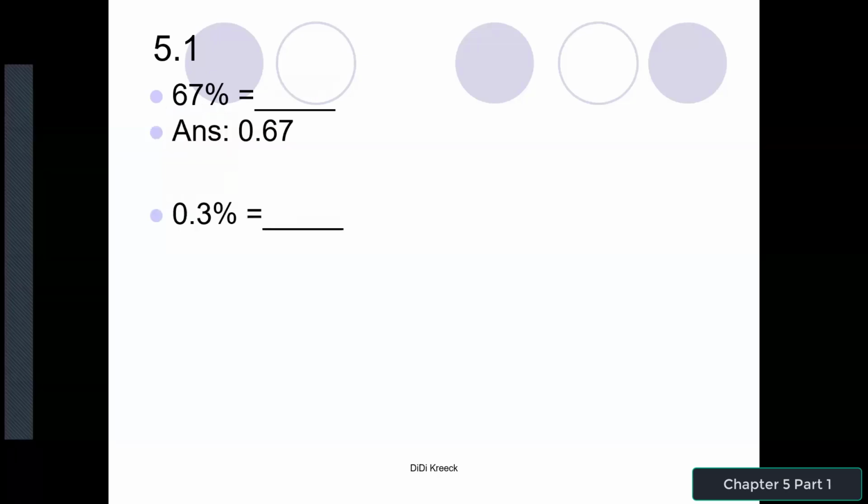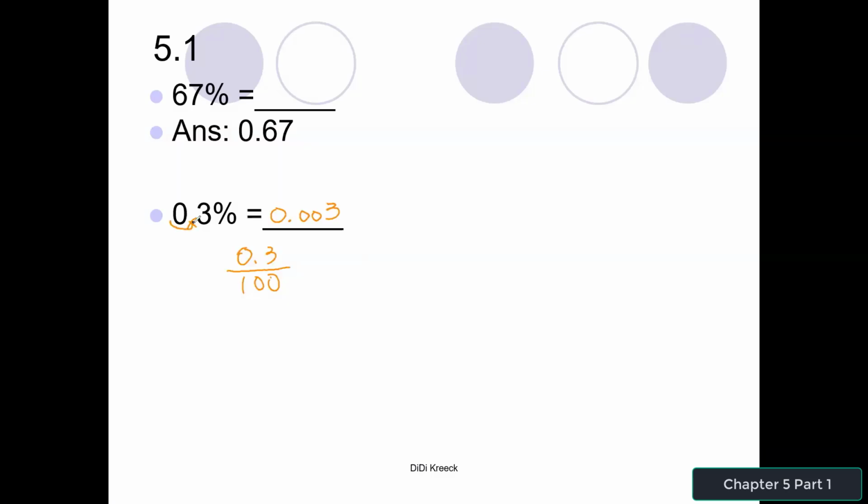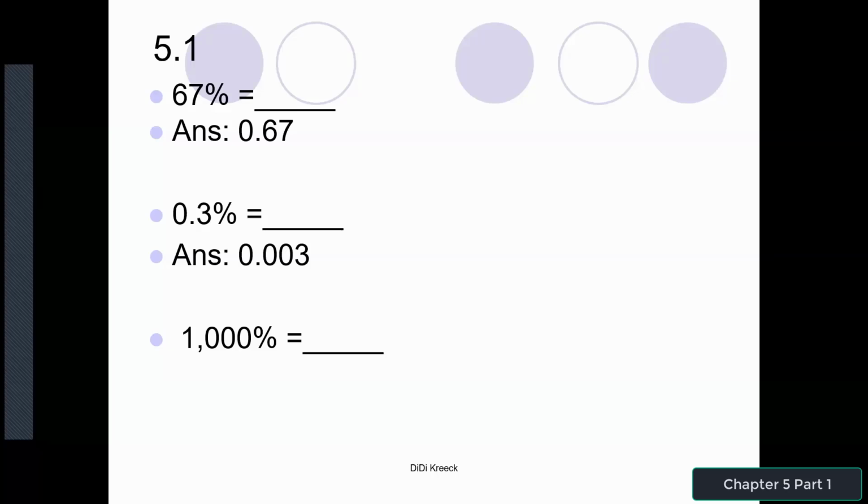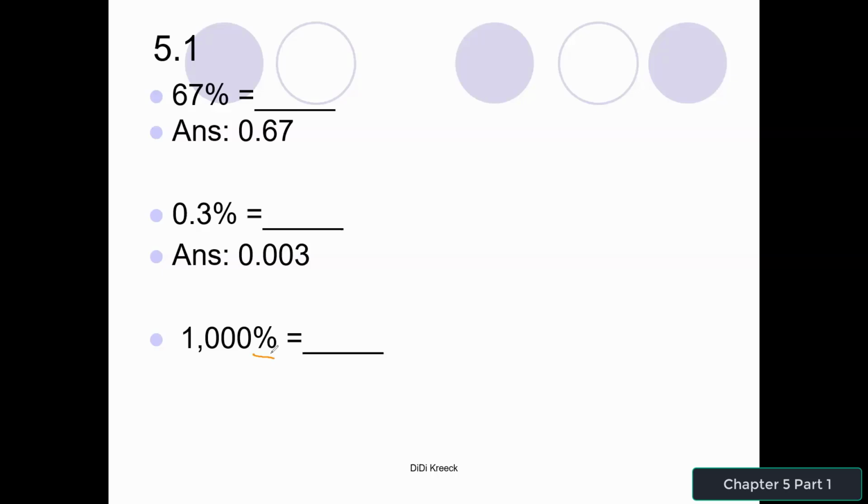How about 0.3%? Changing that to a decimal. Moving the decimal point 1 place, 2 places to the left, and insert 0. There's no preceding whole number, so in the whole number part, insert 0 as well. So 0.003 and remove the percent symbol. Then again, if you're not sure, simply divide 0.3 by 100 and you are still going to get the same 0.003. What about 1000%? Convert that into a decimal. Percent means per 100, over 100, so 1000 per 100 means over 100.